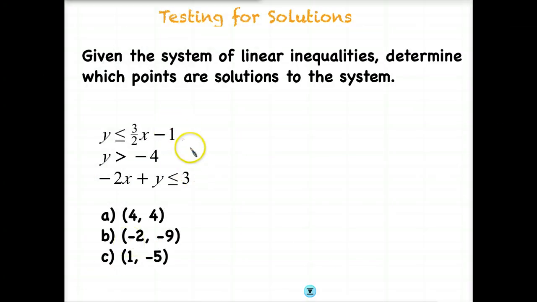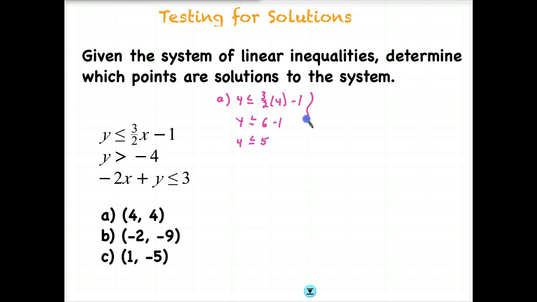Okay, in our next example now, this is our final example, where we actually do have 3 equations. We need to make sure that the points work in all 3. So let's go ahead and test our A point first. Here we have 4, our y, is less than or equal to 3/2 times 4 minus 1. Simplifying that, 3 times 4 is 12, and 12 divided by 2 is 6. So 4 has to be less than or equal to 5, and it is.